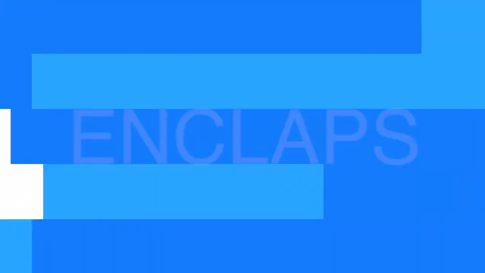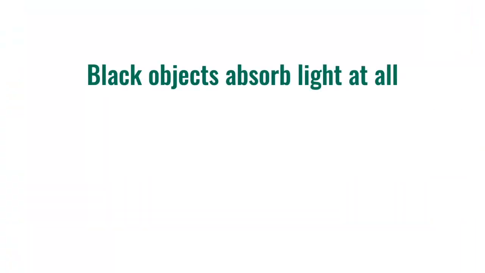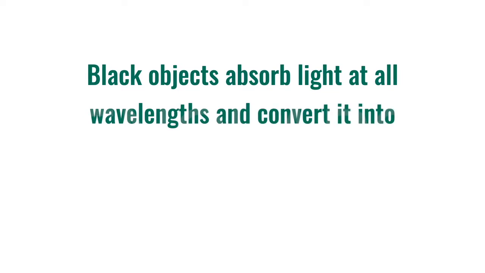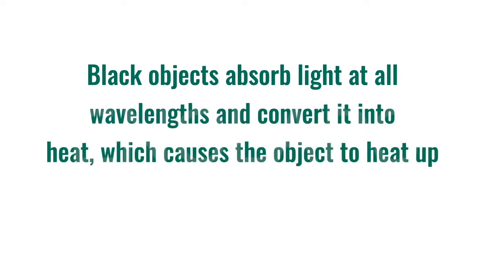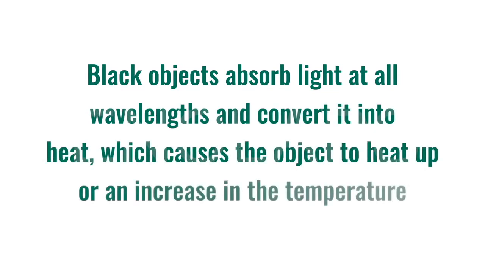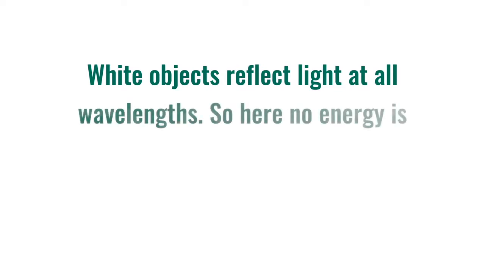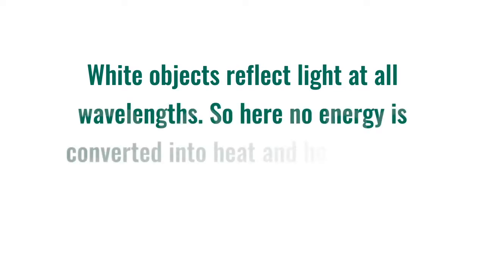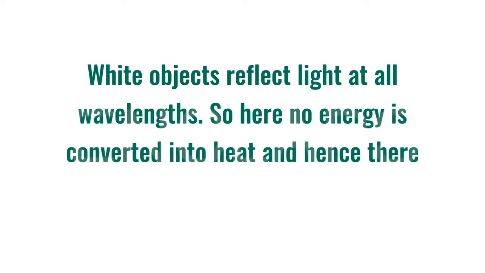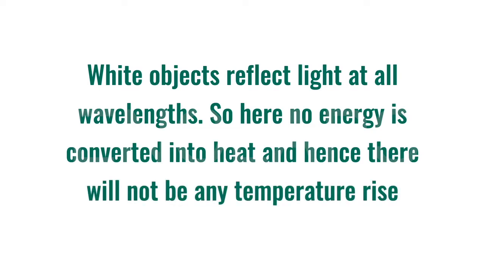This is because black objects absorb light at all wavelengths and convert it into heat, which causes the object to heat up, an increase in the temperature. On the other hand, white objects reflect light at all wavelengths. So, here no energy is converted into heat energy and hence there will not be any temperature rise.